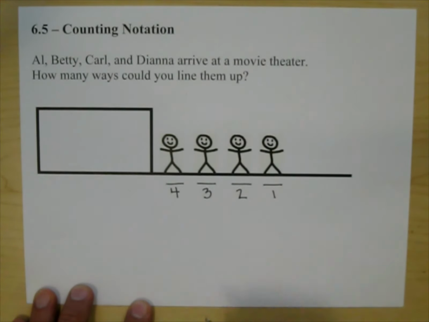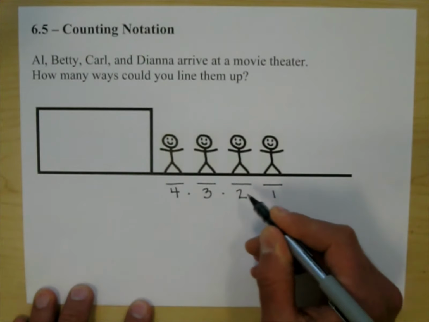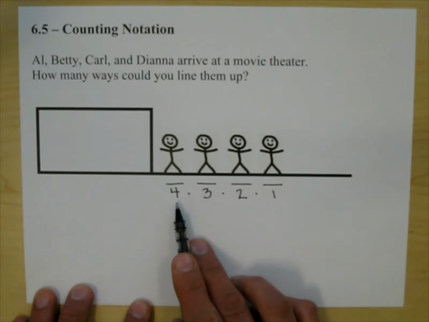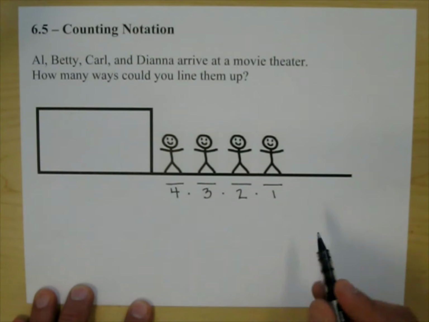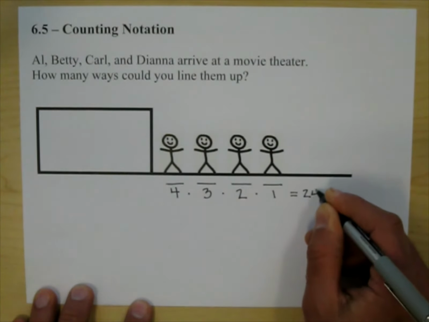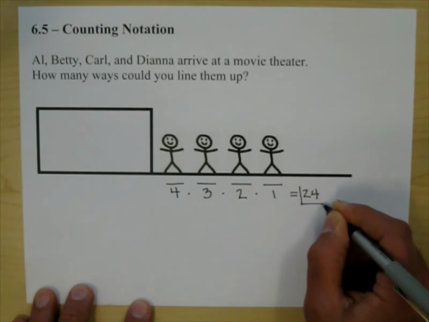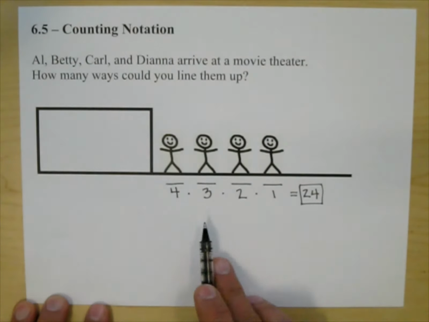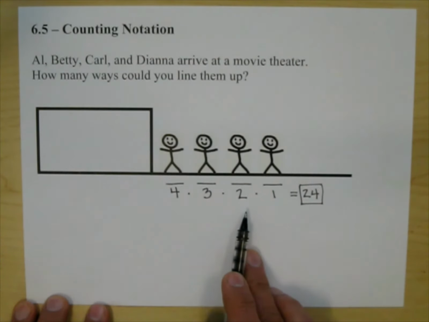So how many ways can you line them up? Well, you'd multiply these together. This is the product rule for counting. 4 times 3 times 2 times 1, that gives us 24. So there's the answer there. But what we want to do in this section is introduce some notation for this, because this comes up a lot.